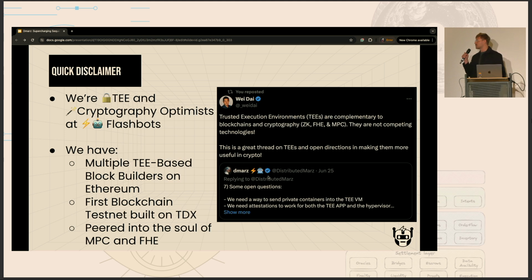And then another quick disclaimer, we're TEE and cryptography optimists at Flashbots. We have a bunch of TEE products. We have a block builder on mainnet that's running multiple different versions of TEEs. We have a testnet in the latest generation of TEE software. And additionally, we've peered into the soul of FHE and MPC, and we're excited, but not for a few more years.